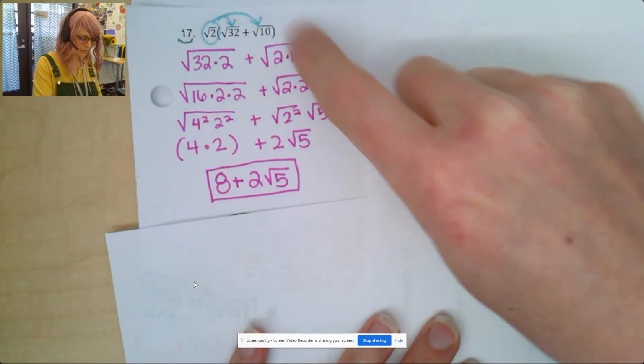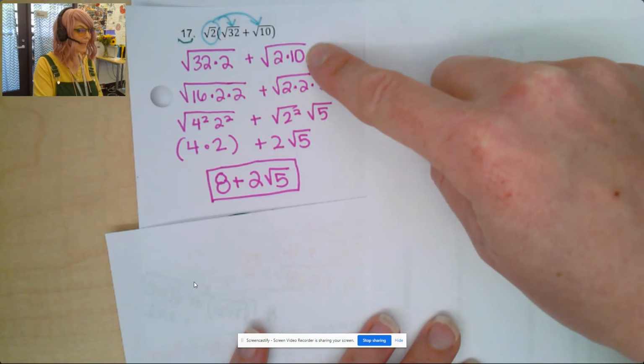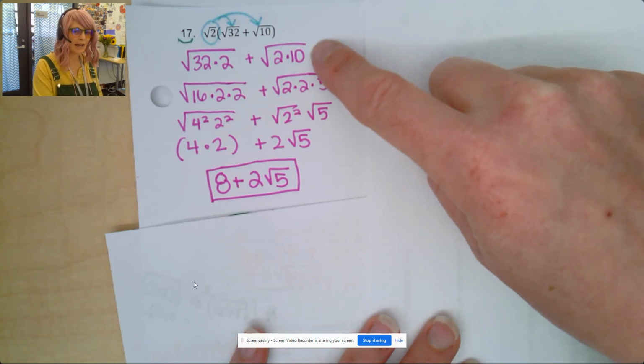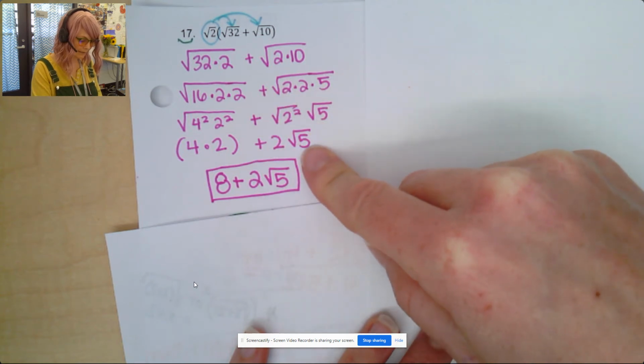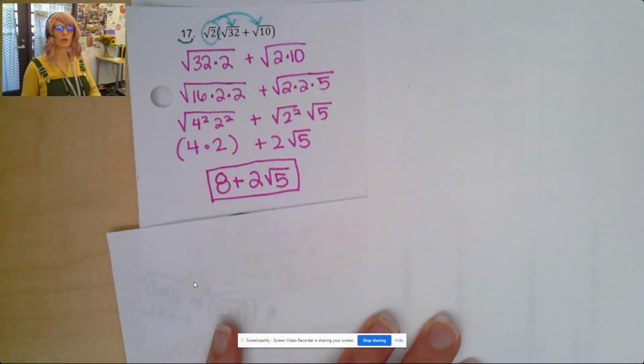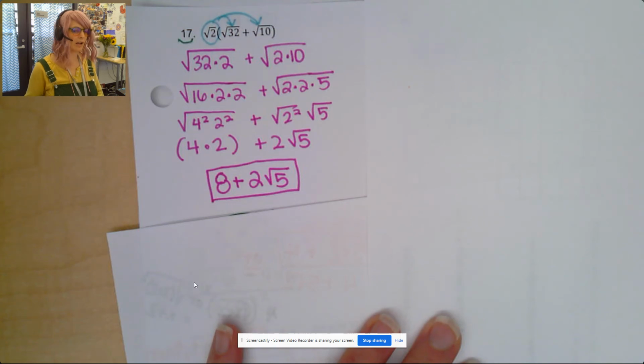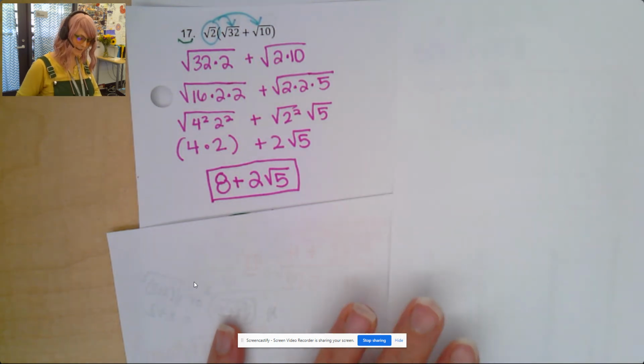From here, 2 times square root of 2 times square root of 10, we notice that 10 breaks into 2 and 5, so we can pull out one of the 2's and the 5 stays inside. This is 8 plus 2 root 5. You can call it 8 plus 2 root 5, 8 plus 2 square root 5, 8 plus 2 radical 5.